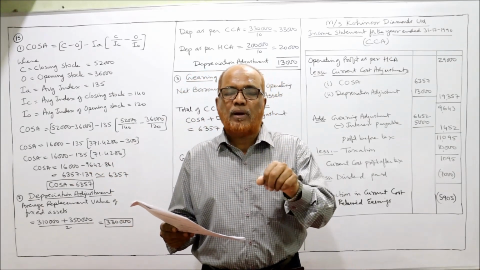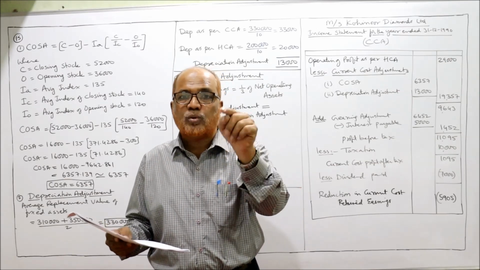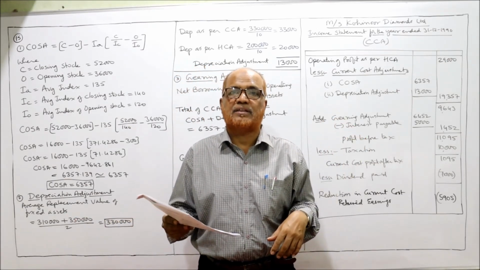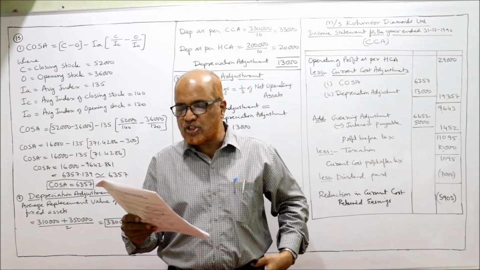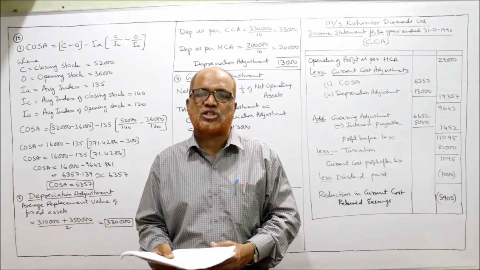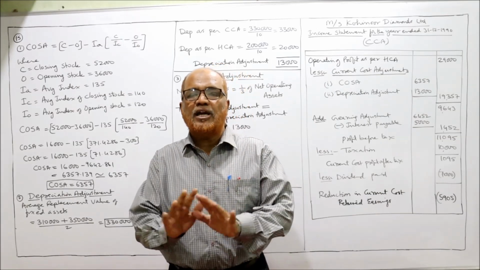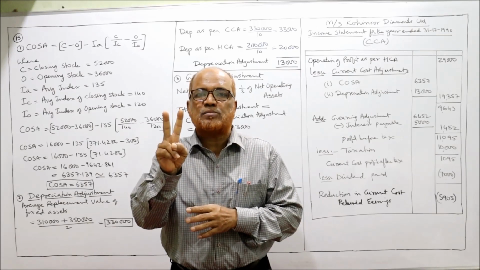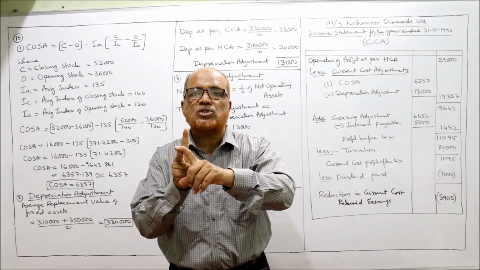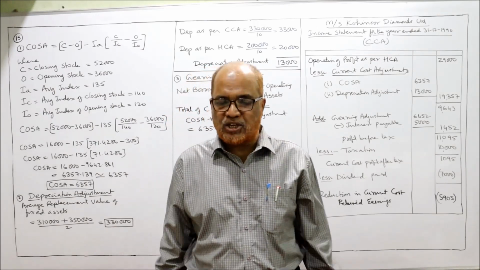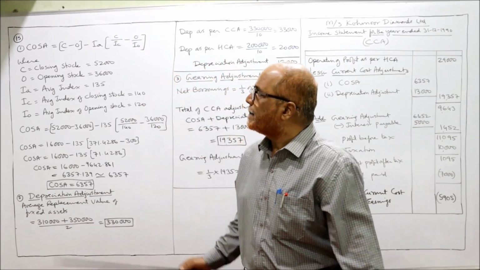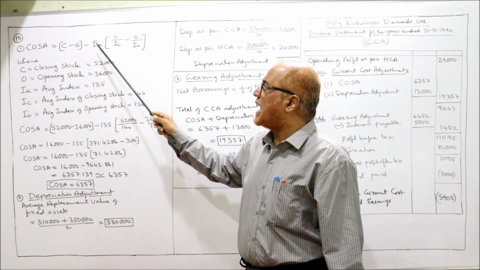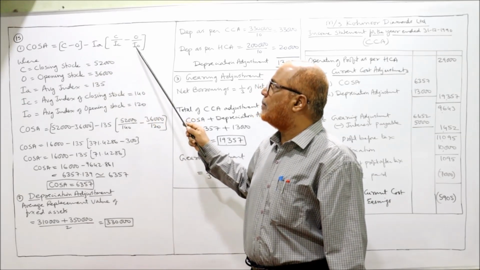In the problem, income statement is given according to HCA, but we have to make the income statement according to CCA method. So far as the information permits, ignore monetary working capital adjustment. Specifically given, ignore the monetary working capital adjustment. Only 2 adjustments we have to find out. COSA, cost of sales adjustment, and depreciation adjustment. See here carefully. First of all, COSA. The formula for COSA, C minus O minus IA, C by IC, O by IO.